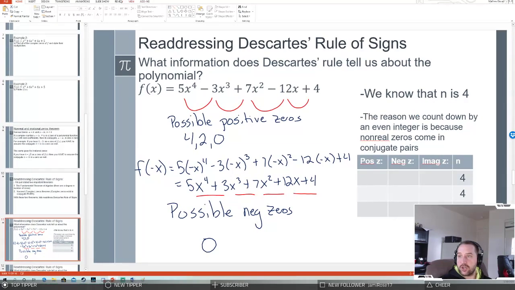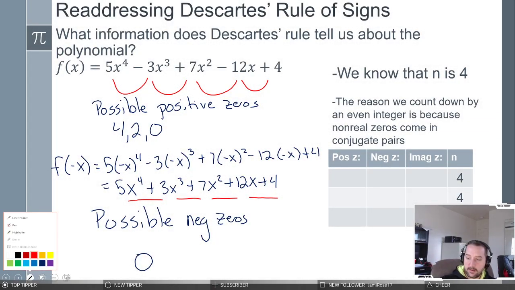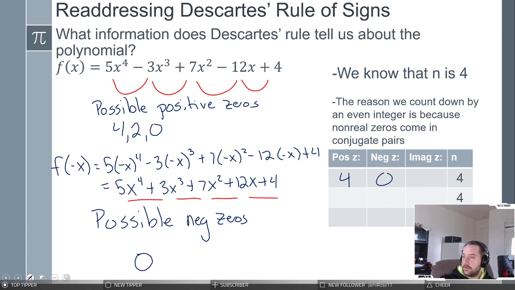And so filling out this chart, kind of going back to this, we said that if I had 4 positive zeros and no negative zeros, 2 positive zeros and no negative zeros, and no positive zeros and no negative zeros, well, this all has to add to this 4 right here. And so imaginary zeros will always come in conjugate pairs. So either there has to be 0 here, because 4 plus 0 is 4, 2, or 4. So these all have to add to equal 4.